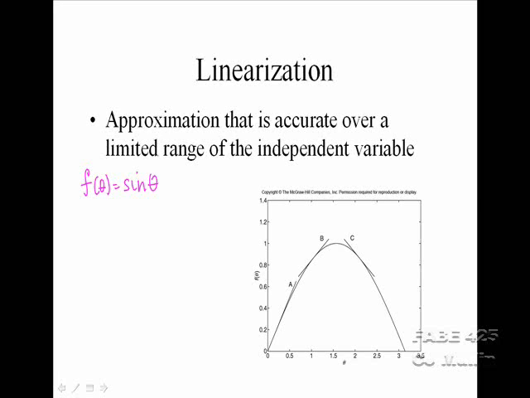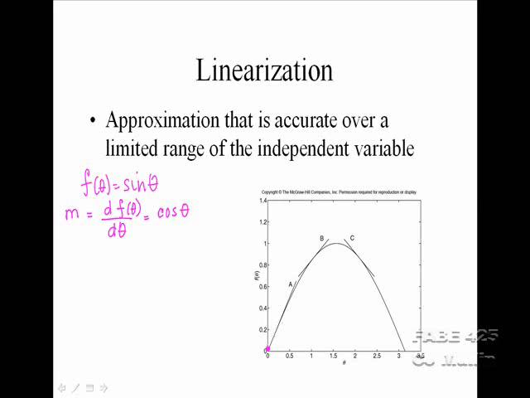So really, we know that the slope of a line is the derivative of the function. In this case, the slope of the line is going to be the cosine of theta. So down here, if we look at 0, the slope of the line is going to be the cosine of 0, which is equal to 1. So we end up with a line that has a slope of 1.